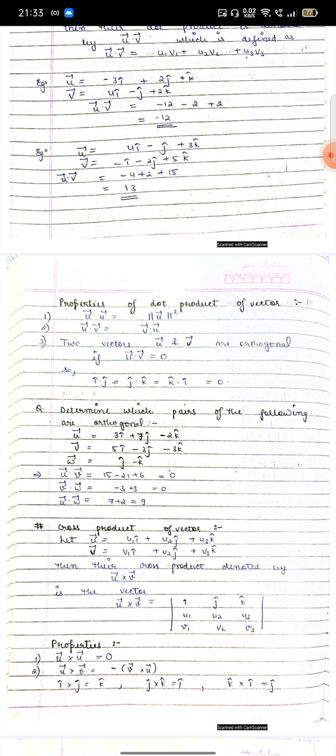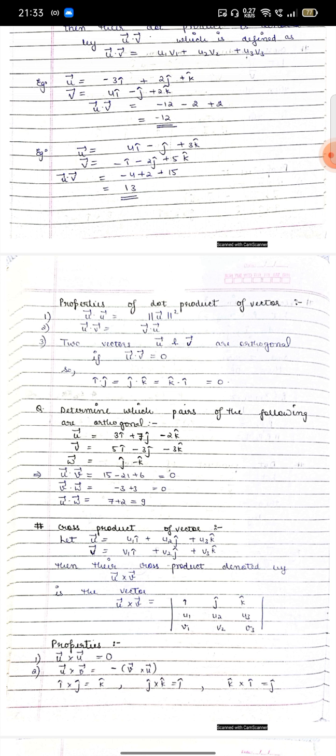Now we will solve it. Then we get that u vector dot v vector is equal to 15 minus 21 plus 6, which is equal to 0, and v vector dot w vector is equal to minus 3 plus 3, which is equal to 0. Then u vector dot w vector is equal to 7 plus 2, which is equal to 9. Then by solving these three dot products, we get that u vector dot v vector is equal to 0 and v vector dot w vector is equal to 0. Therefore they are orthogonal. So u vector and v vector are orthogonal, and v vector and w vector are orthogonal.